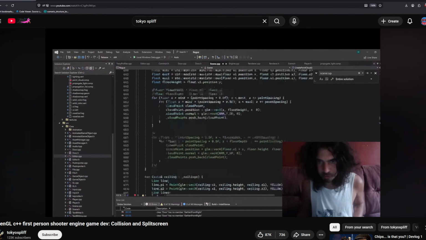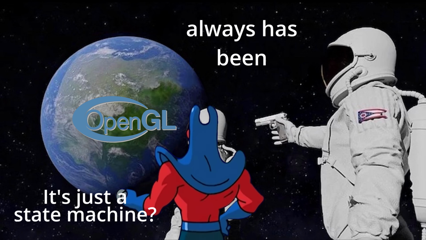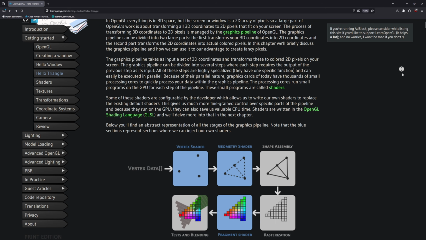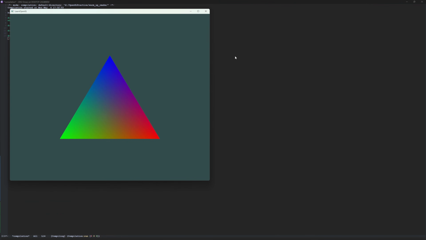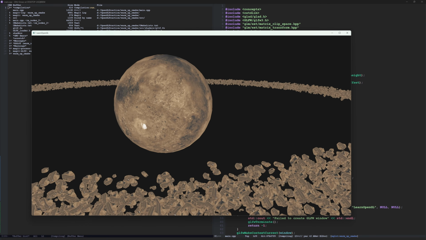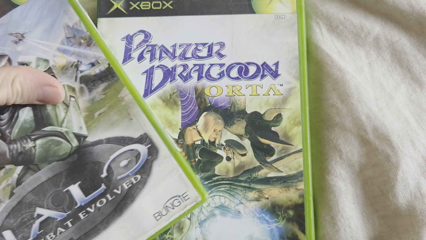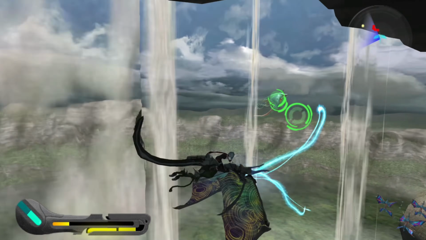Now, I've watched enough Tokyo Spliff to sort of know my way around OpenGL, but I thought as a quick refresher, I'll just bomb the Learn OpenGL course, and I got a triangle going, some boxes, some planets, the usual shit. And as someone that is crippled by nostalgia, this should be enough to render my ideal aesthetic.